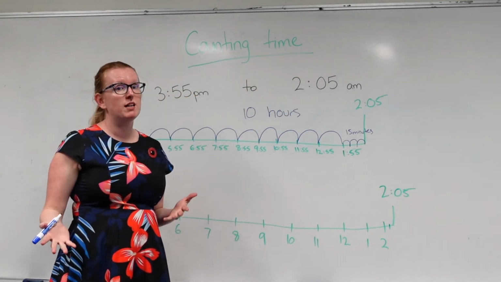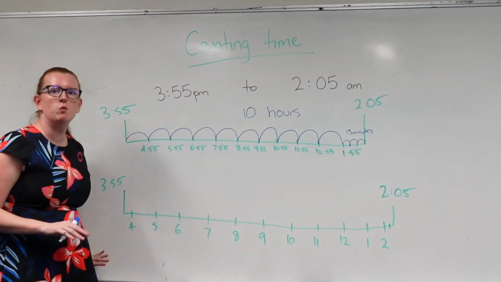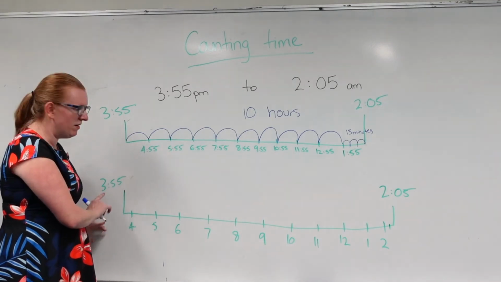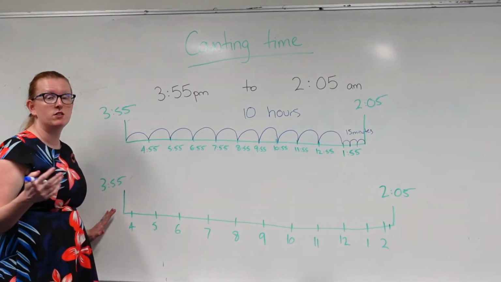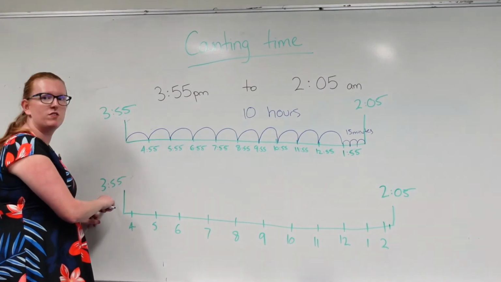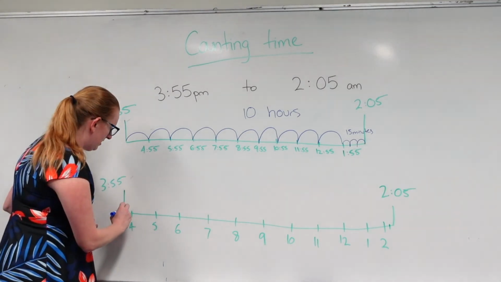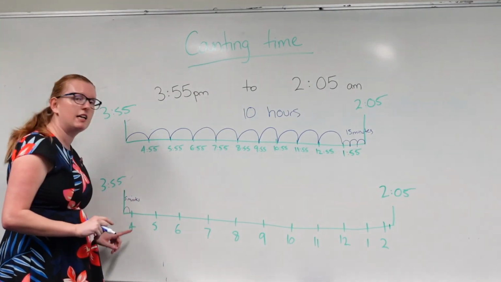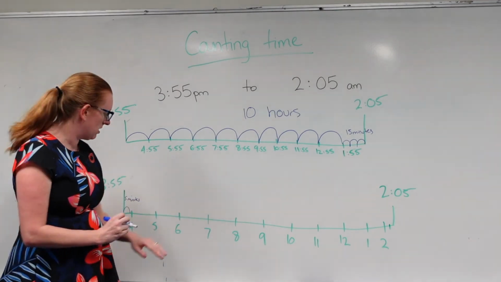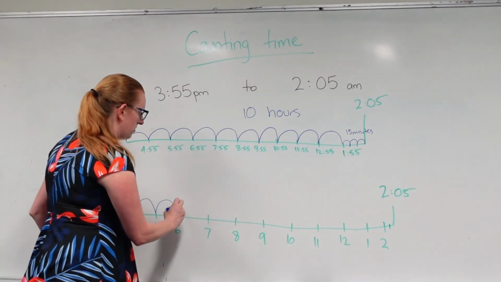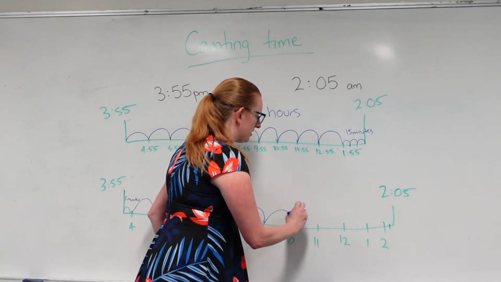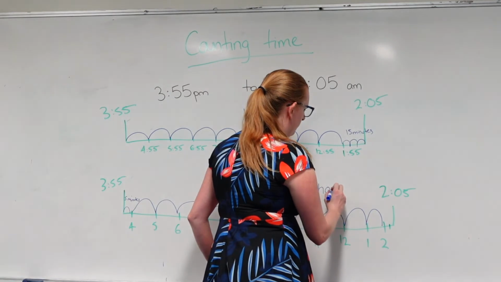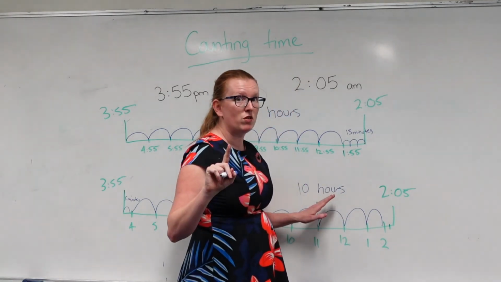Now another way that you might like to do this is some people prefer to build to the nearest hour. So they start, if it's at 3:55, they're going to count how many minutes till you get to the next hour. So from 3:55 till 4 o'clock is 5 minutes. So here is 5 minutes. And then they're going to count on the hour all the way till 2 o'clock. So 1 hour, 2, 3, 4, 5, 6, 7, 8, 9, 10. So 10 hours and 5 minutes so far.